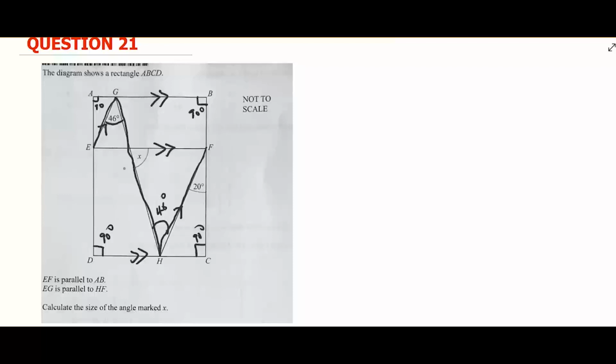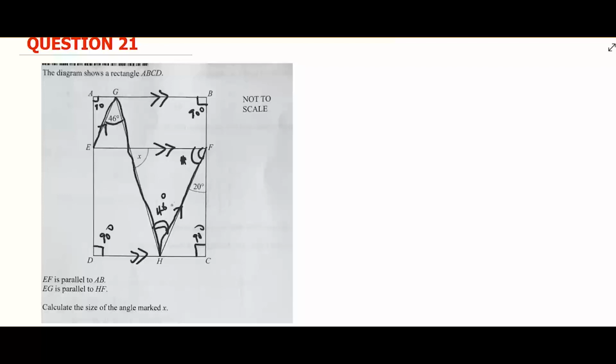Why am I doing this? It's because I want to find the value of X. Once I know this angle here and this angle here, I can easily find the value of X because the three angles must add up to 180 degrees. So that is why I have to find this one. So next is to find this angle here. Let me find it.